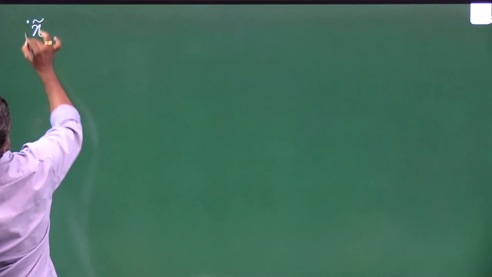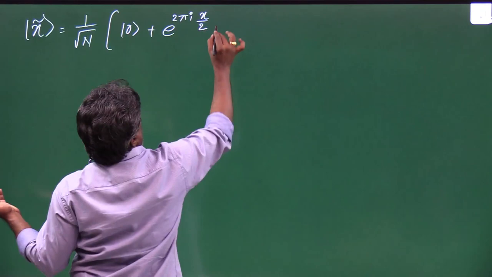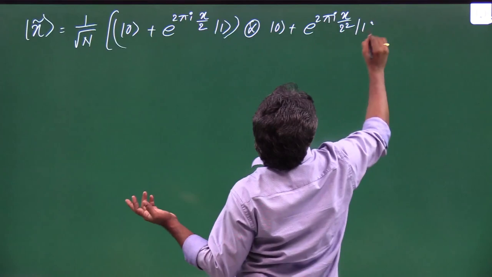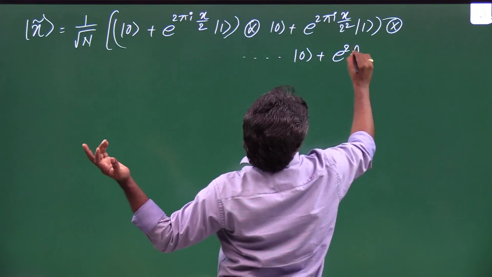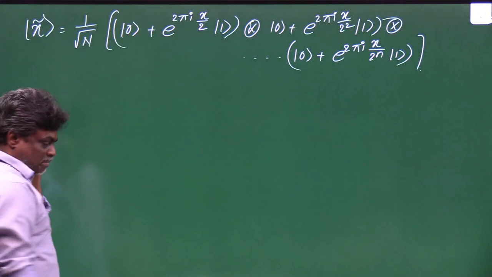so once again, I am writing this quantum Fourier transform. This is 1 over root n. This is ket 0 plus e raised to 2 pi I x by 2 ket 1 tensor ket 0 plus e raised to 2 pi I x by 2 square ket 1 tensor so on, ket 0 plus e raised to 2 pi I x by 2 power n ket 1. Sir, now let us write this in the binary. Earlier you said one word, binary division or something. Binary fraction. Okay.